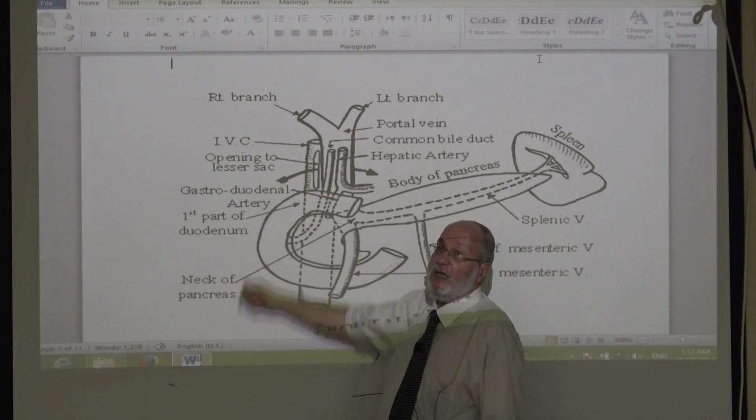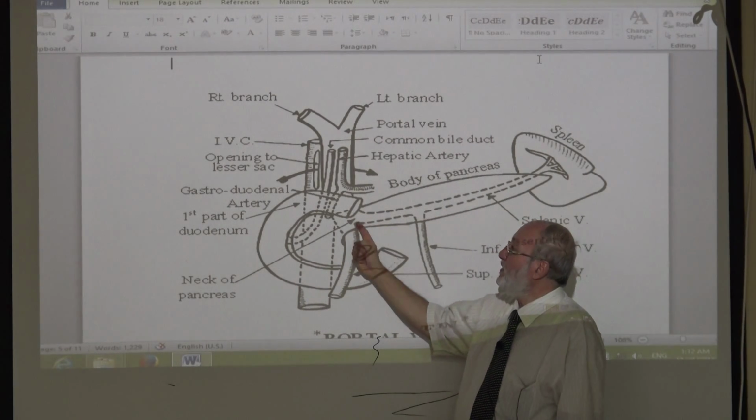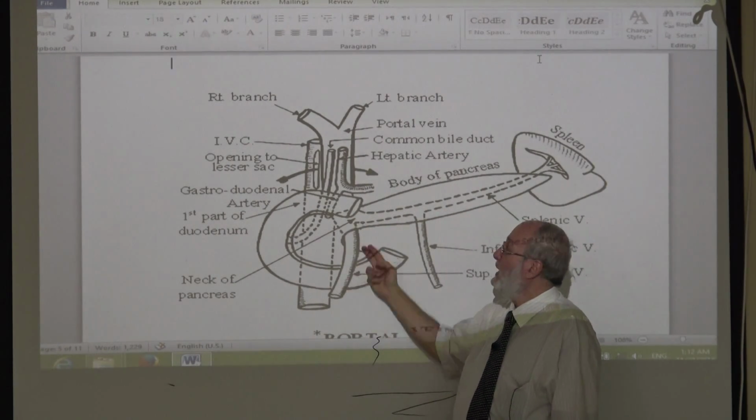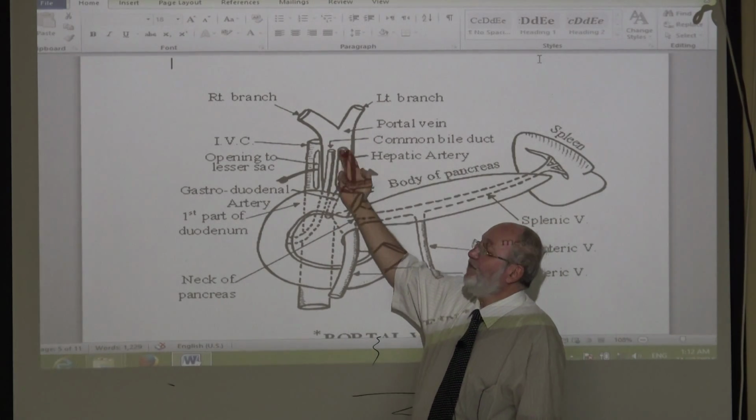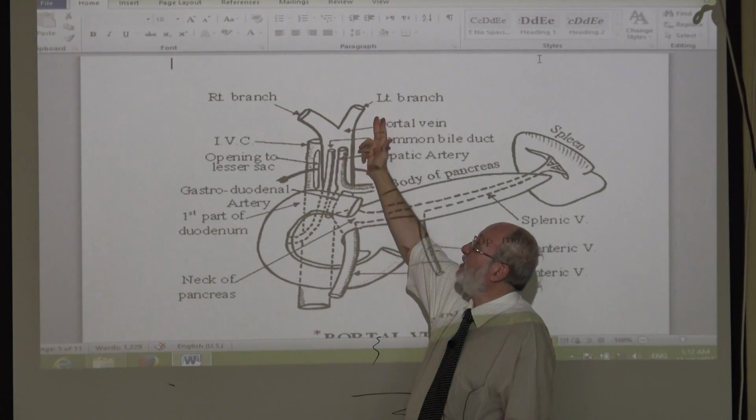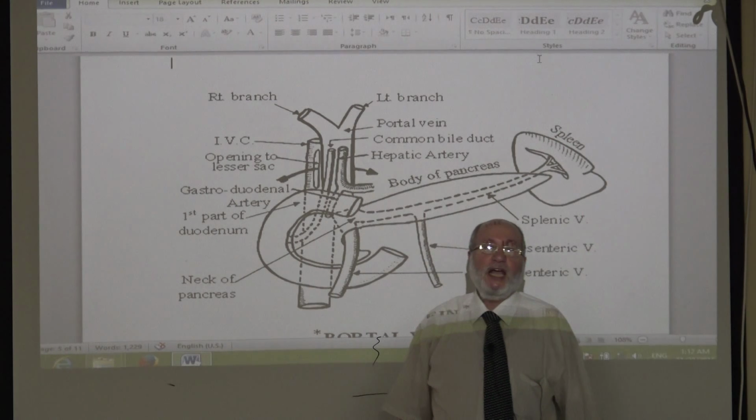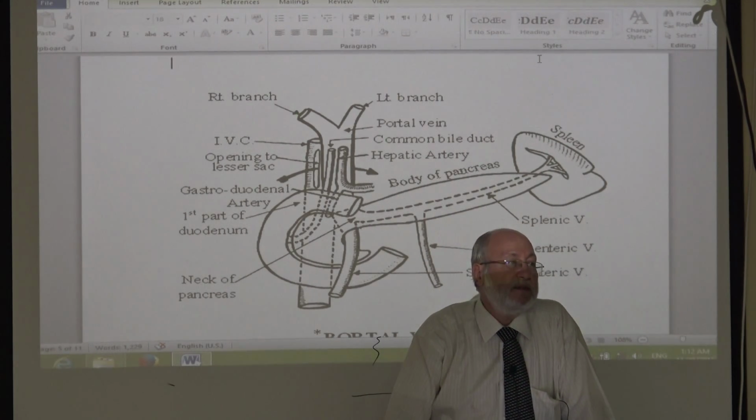It begins behind the neck of pancreas by union of splenic and superior mesenteric veins, passing upward and to the right behind the duodenum, then in the free border of the lesser omentum to reach the porta hepatis, and in the porta hepatis by dividing into 2 terminal branches to the left and right lobes of the liver.